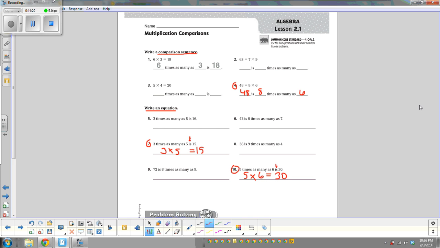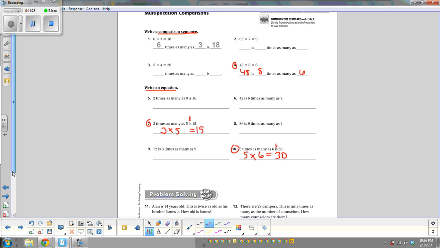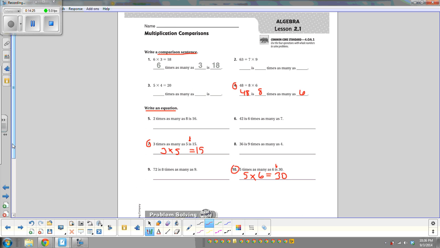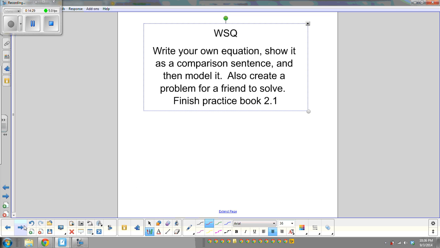All right, so you guys are going to do the rest of your practice book page. And your WSQ for tonight, in your notes, on that piece of paper that you're doing your notes on, you're going to write your own equation, show it as a comparison sentence, and then model it. So I want 3 things from you. I want you to write the equation. That could be 8 times 4 is 32. Then you're going to show it as a comparison sentence, and then you're going to model that equation using bar modeling. Also, create a problem for a friend to solve, and finish your practice book.